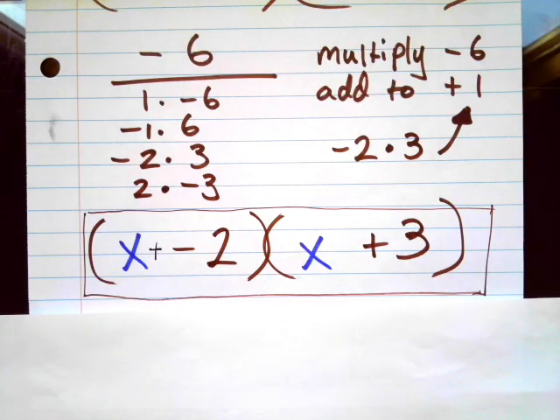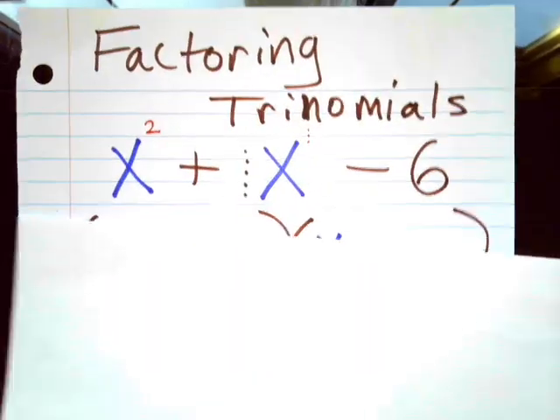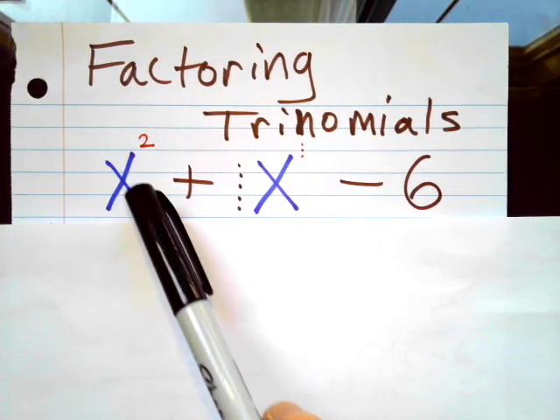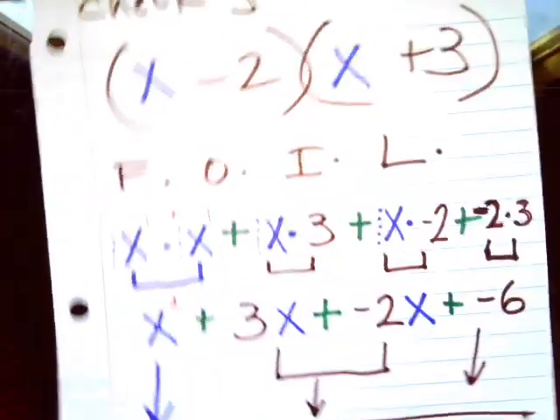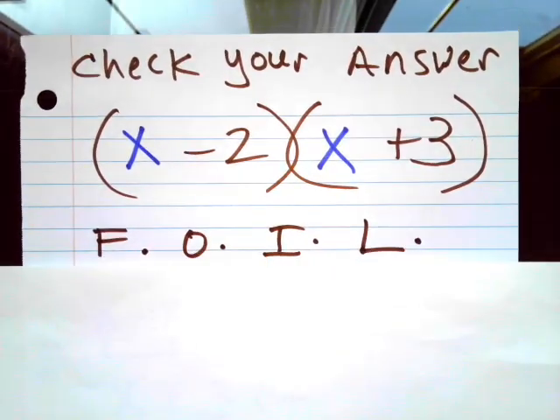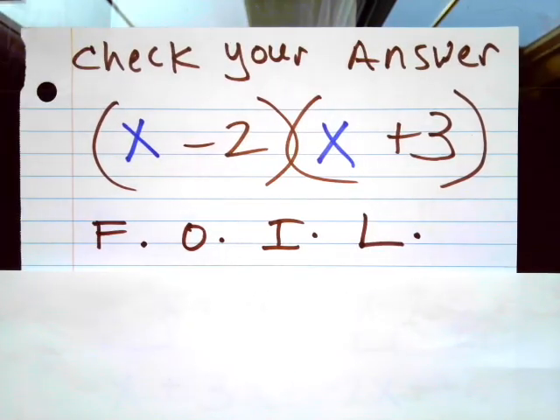Now I got to check my answer. If this is the correct factor, when I FOIL, I'm going to come up with the expression that I started with, x squared plus 1x minus 6. Let's check out the FOIL now. So this is how you're going to check your answers. You're going to perform the FOIL, right? First, outer, inner, last. If this is new to you, please check out my videos. I've done a number of videos on step-by-step how to perform FOIL to check your answers.